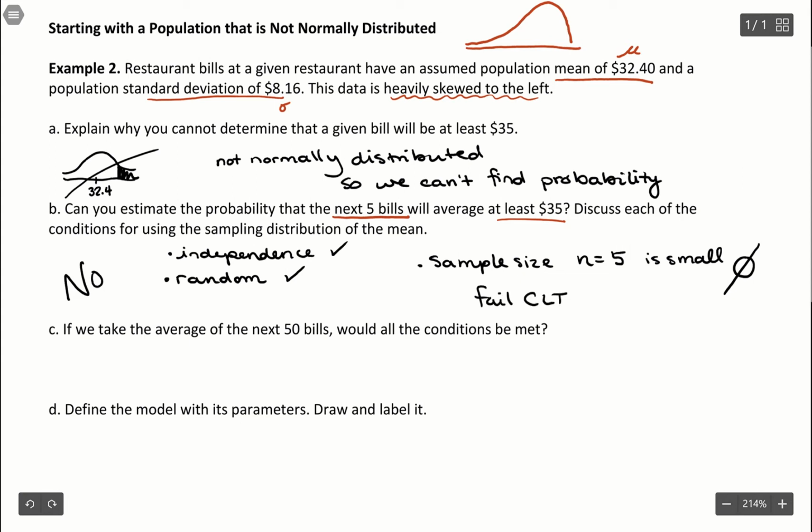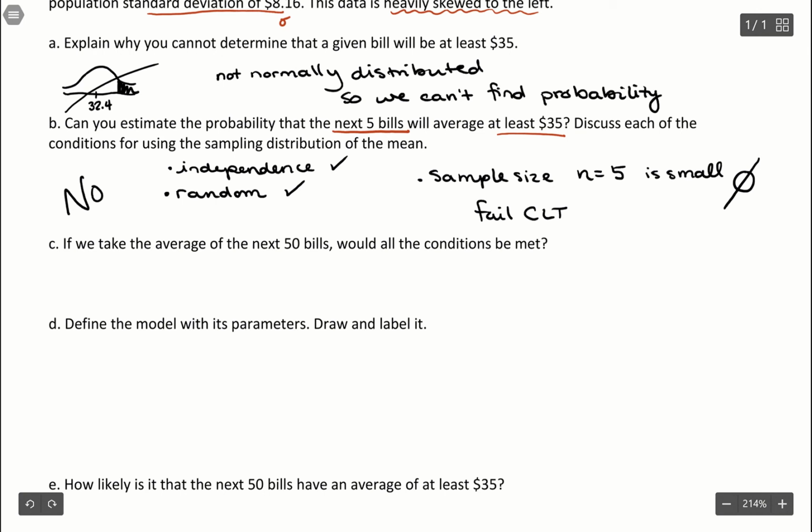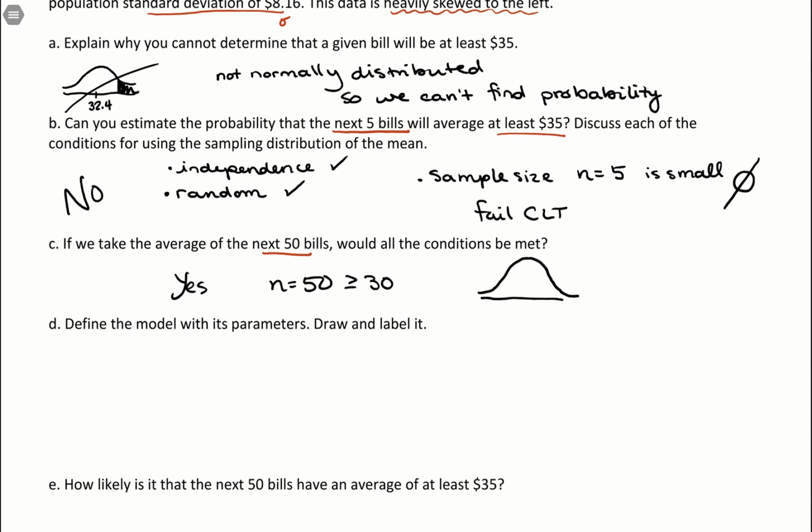That would mean if we collect these averages of 5 bills from this population, it's likely that our distribution of means will also be skewed to the left, and we'd be stuck in that same position as part A, where we can't find probabilities. So what if we use a larger sample size? What if we bump up to 50? Would all the conditions be met? Yes. Now we have the sample size of 50, which is larger than or equal to 30. So now when we take these means from the population, if we're collecting 50 of them, like we saw in that simulation, they become more bell-shaped because the values average out with these larger sample sizes.